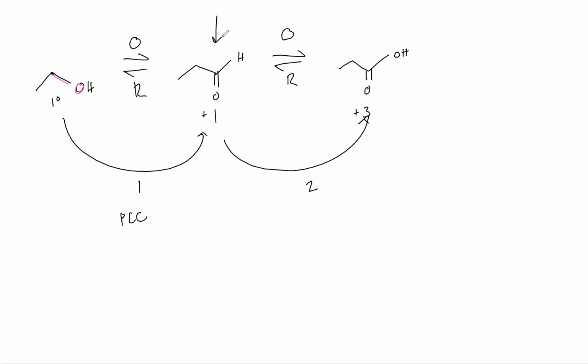PCC is only going to take 1 step, and it's going to stop here at the aldehyde. It's going to stop, and it's going to create that aldehyde, and it's not going to go forward to the carboxylic acid. However, most things with chromium, the one that you'll see most often is going to be K2Cr2O7. This will go all the way through both steps to that carboxylic acid.